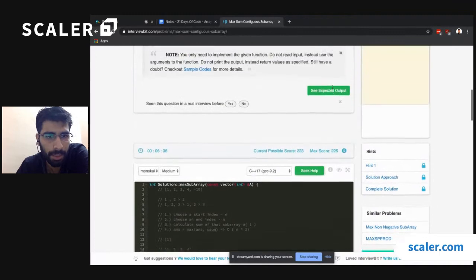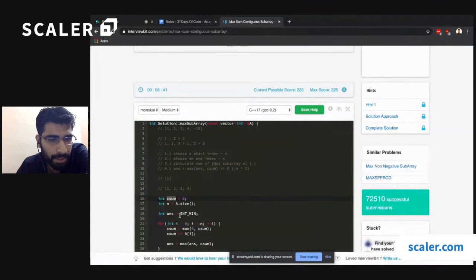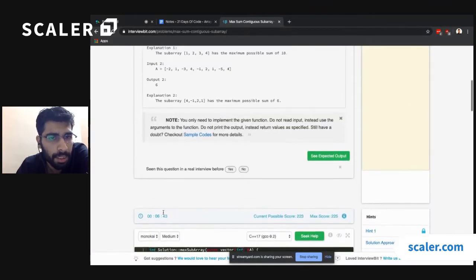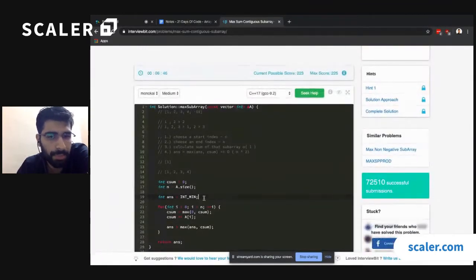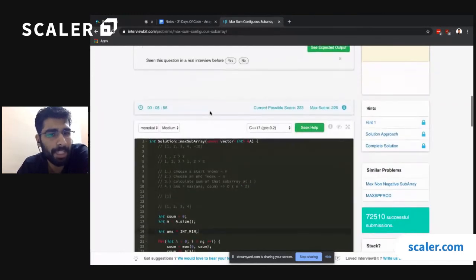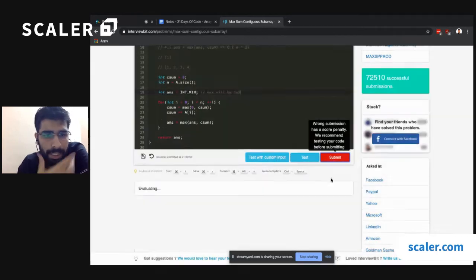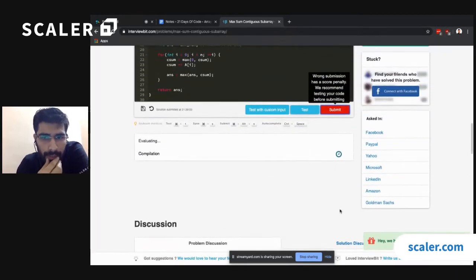Interesting. One more thing: I am storing my answer in an integer. What is the maximum possible value of the answer? It will be when all the numbers are the maximum possible number, which is 10 to the power 3, and we are told that there are 10 to the power 6 numbers. So the maximum answer will be 10 to the power 9, 1e9, and this can easily fit in an integer. So I think we are safe. We don't need to take a long long int. Let us submit it.